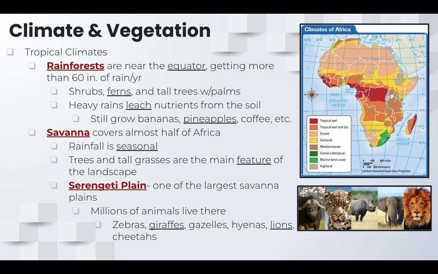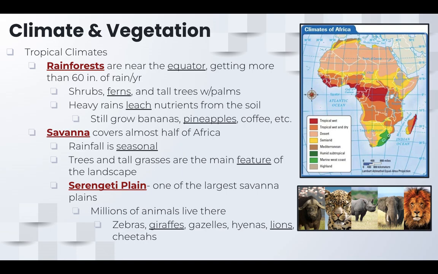But the problem is those heavy rains really leach the nutrients from the soil. They pull the nutrients from the soil as that rain hits, and then it dries up. But still, they are able to grow tropical fruits like bananas, pineapples, and coffee is another thing they're able to grow. Different things come out of there.